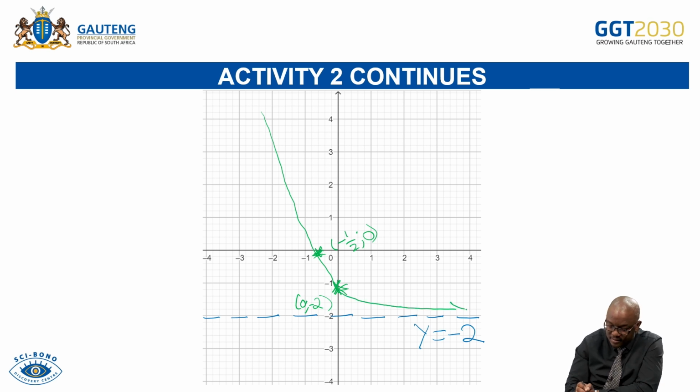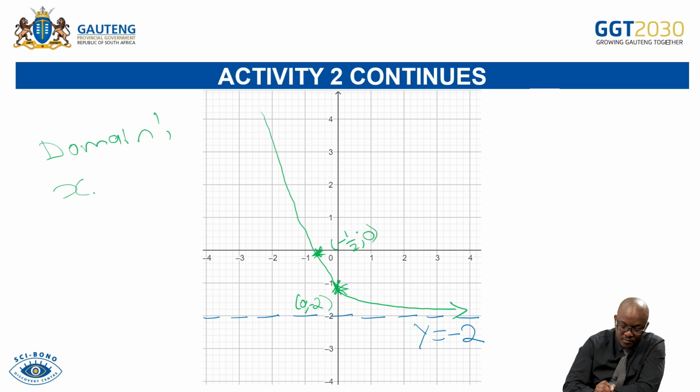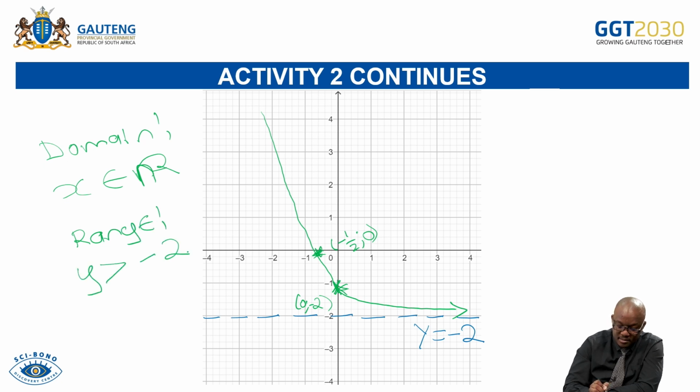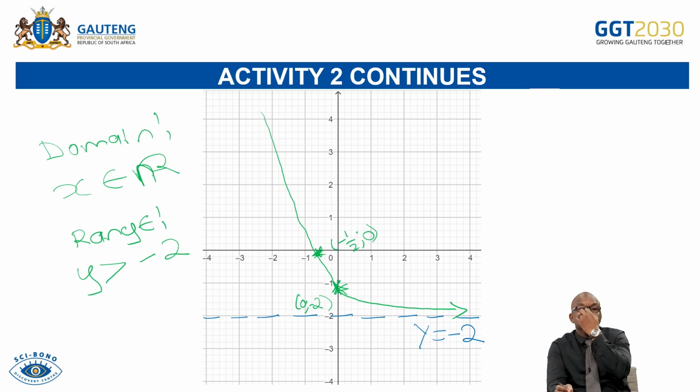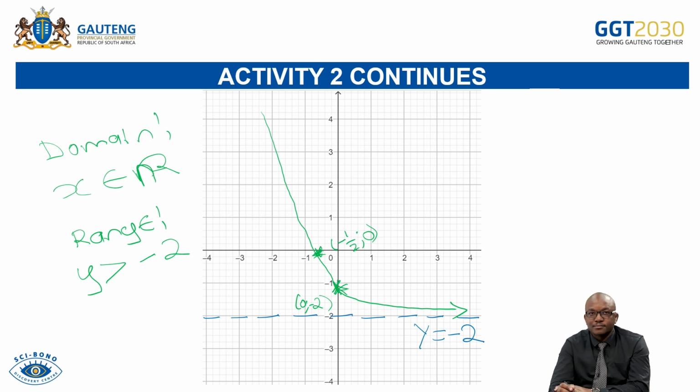Will be a decreasing function. Then in that case, we know that we can have still our domain where x is an element of all real numbers, and our range when y is greater than negative 2. So basically that's how we are going to get our range and domain and how to sketch our function.